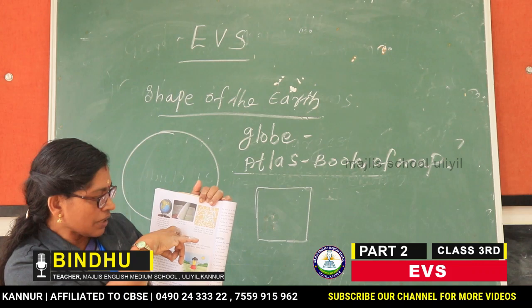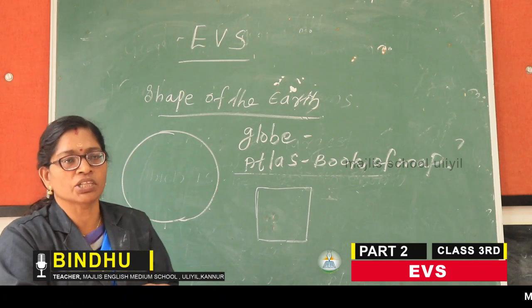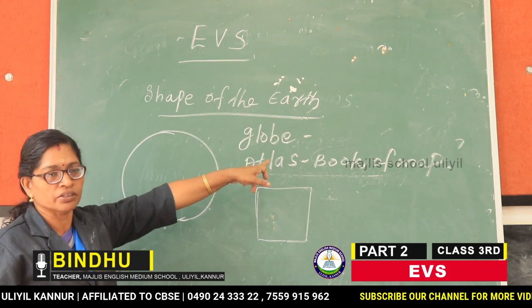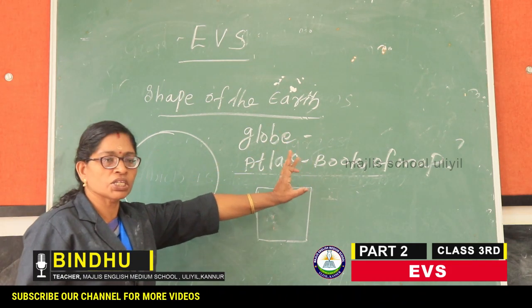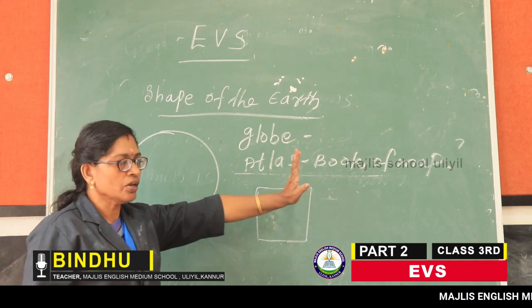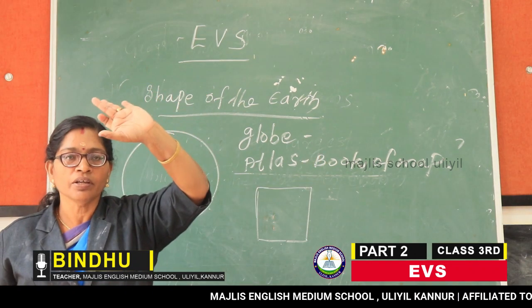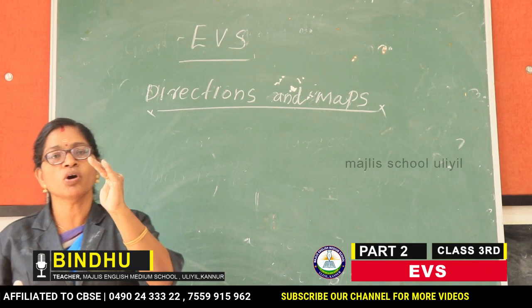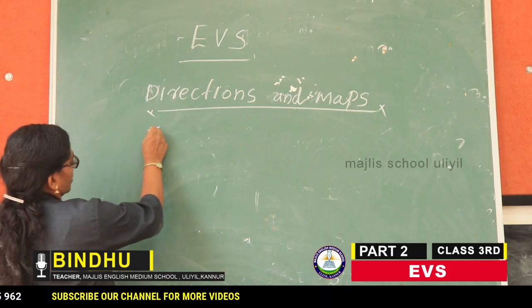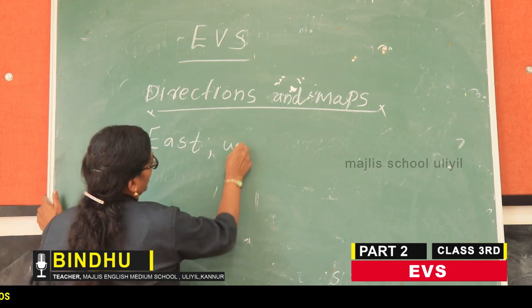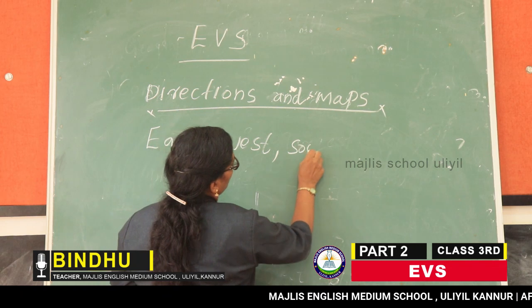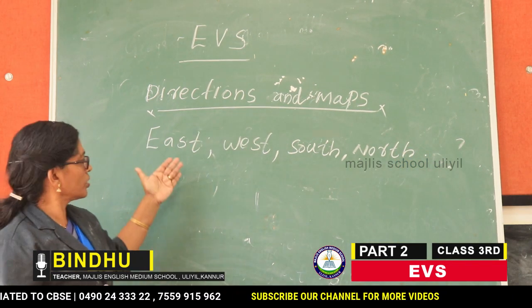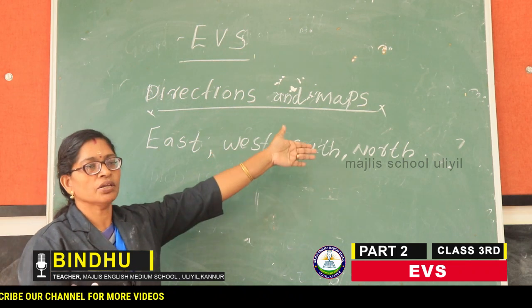So with a globe, atlas and map, you can clearly study the features of the earth. The globe is the true representation of the earth and an atlas is a book of maps. It shows major features like continents, oceans, etc. Directions and maps. There are 4 main directions. They are east, west, south and north.